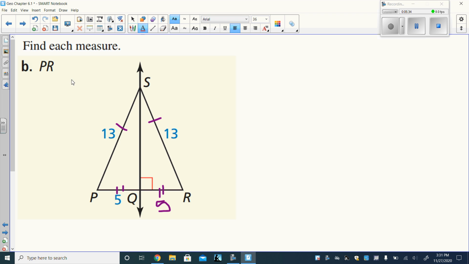Well, it didn't ask for QR, it asked for PR, the whole length. Well, I know the two parts are 5 and 5, and if I want to know the whole, we can add those two together, which would give us 10. That's all we have to do for this.